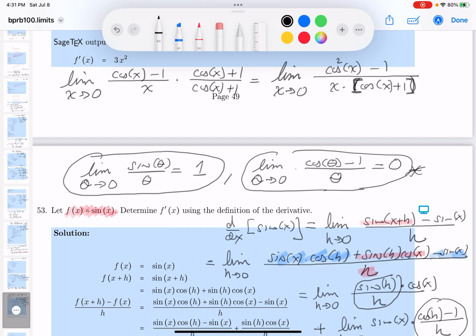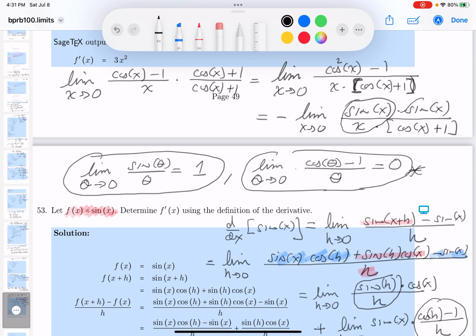Wow, that top looks strange, doesn't it? And what's that going to be? It's actually minus sine squared x, and sine squared is actually sine x times sine x. And what do you get on the bottom? x times cosine x plus 1. What's this guy going to be? That's 1. What's this guy going to be? It's going to be 0. Cosine of 0 is 1, 1 plus 1 is 2, so it's going to be 0. Minus 0 is still 0.